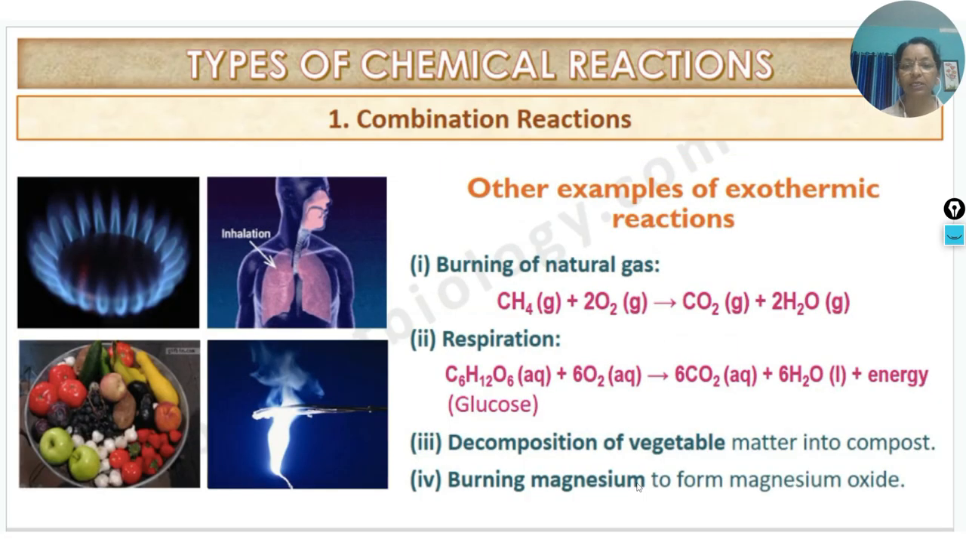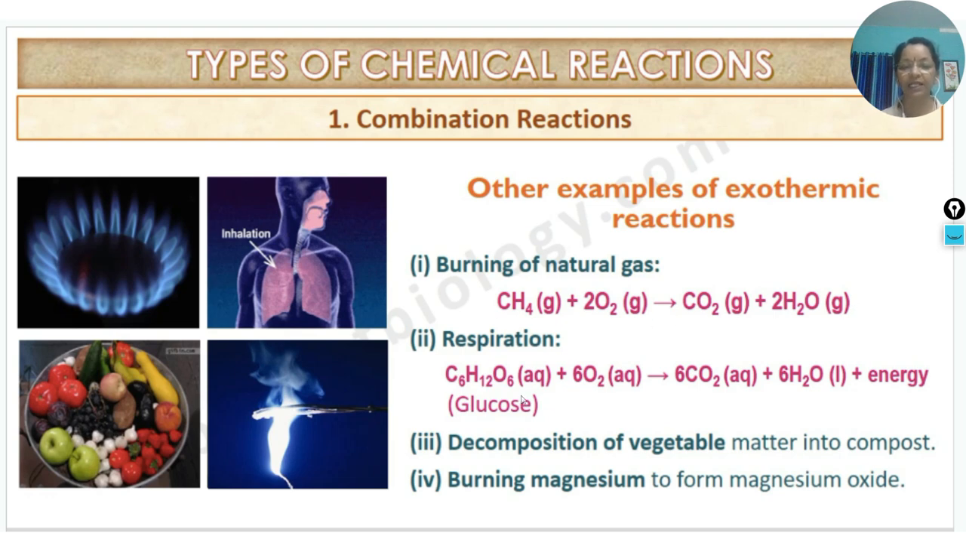Let's go for some more examples. Another fuel, methane or natural gas burning, we are getting the oxides of carbon as well as hydrogen. That means carbon dioxide and water with the liberation of heat energy. That is why we use this natural gas as a fuel in the kitchen and elsewhere.